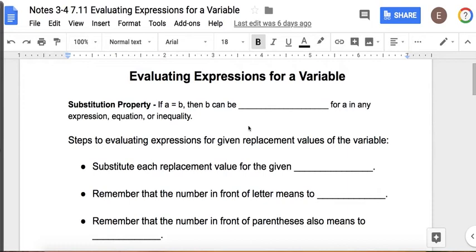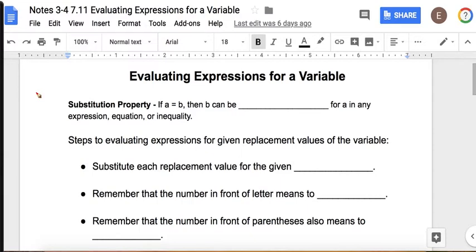Welcome to my video on evaluating expressions for a variable. So yesterday we learned about order of operations and we learned the acronym GEMDAS. So grouping, exponents, multiplication or division from left to right, and addition or subtraction from left to right.